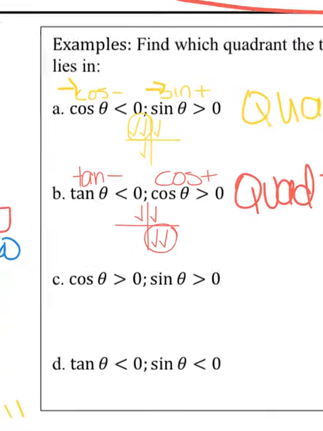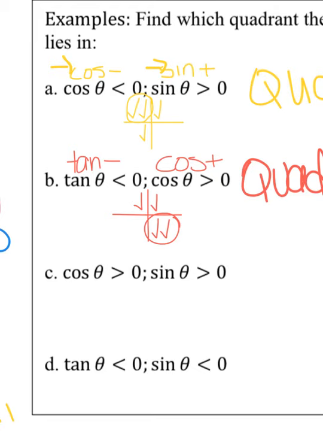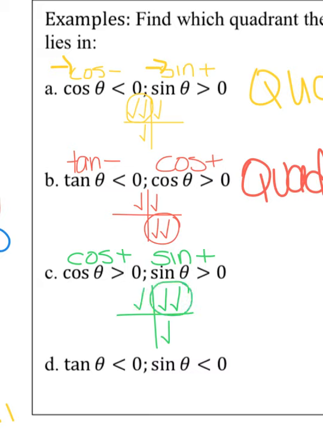Okay? Letter C. Let's try another. Cosine of theta is greater than 0. Greater than 0 means positive. Sine of theta is greater than 0. That means sine of theta is positive. So cosine's positive where they're all positive and where only cosine is positive. Sine is positive where they're all positive and where only sine is positive. Quadrant 1 is where the 2 check marks are. So my answer to letter C is quadrant 1.